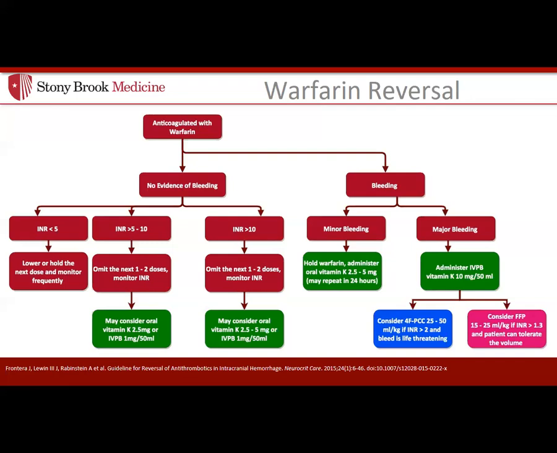And then in addition to this, you can either give the 4-factor PCC or the fresh frozen plasma. So the 4-factor PCC is usually if the bleed is life-threatening and continuing, and then the fresh frozen plasma comes down to whether or not the patient can tolerate the volume that you're going to be given. But yeah, this is just a little chart.